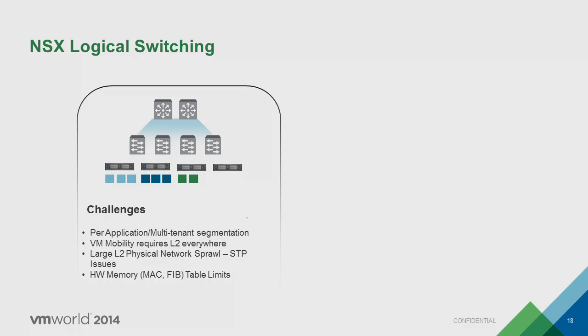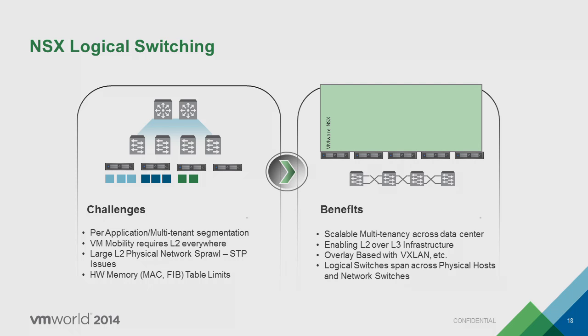And on top of that, you also have consumption of the physical fabric resources. The moment you introduce virtualization, you multiply by one or two orders of magnitude the number of workloads in your environment. And so that puts a lot of stress on the tables of these physical switches: MAC address tables, FIB tables, and routing tables.